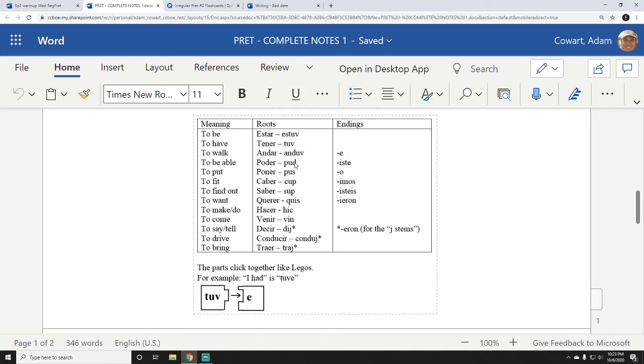So, some things you could have said is: yo tuve el dinero. Mi amigo anduvo a Target. Anoche pudimos estudiar. Now, I can't remember if I went over this one. Poder is to be able.